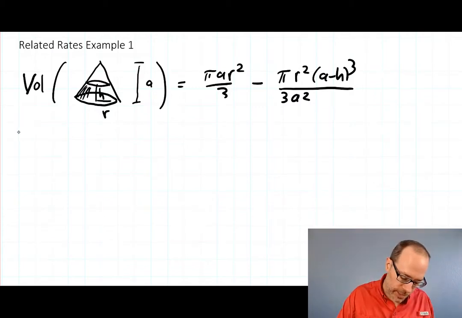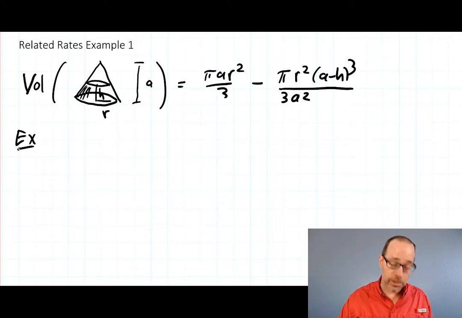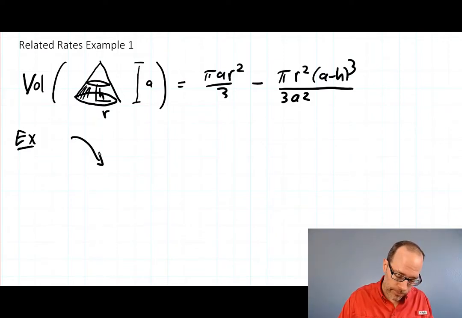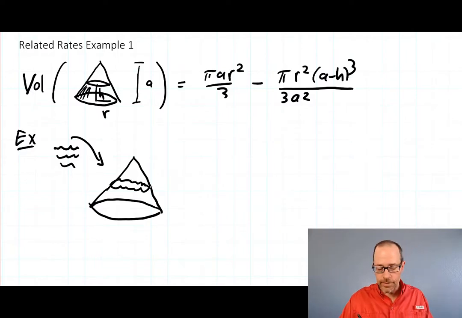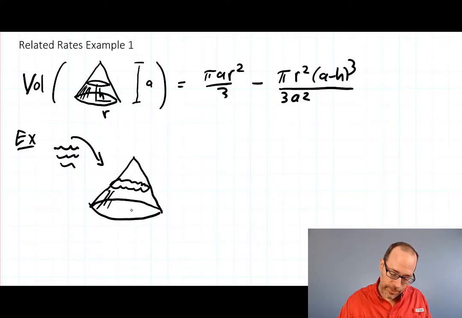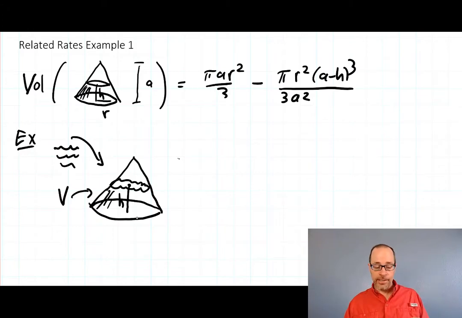But for our first example, let's consider the following situation where we're pouring water into a cylindrical cone. And as it fills, the volume of water will get bigger and the height will get bigger. So we'll write V for the volume of water in there and H for the height to which it's filled. And the point is, obviously V and H are both related. And the first step is to figure out what that relation is.